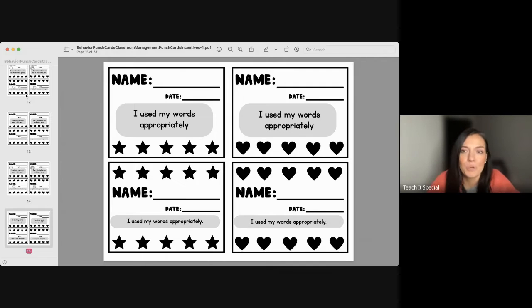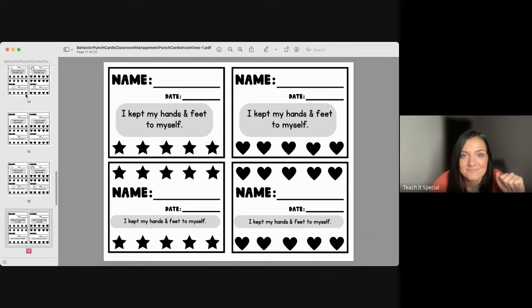I use my words appropriately. That's just using appropriate language, no matter the setting. I kept my hands and feet to myself. This can be great for transitions. This can be great for hallway time, recess, gym, more of those unstructured times, morning meeting, carpet time.